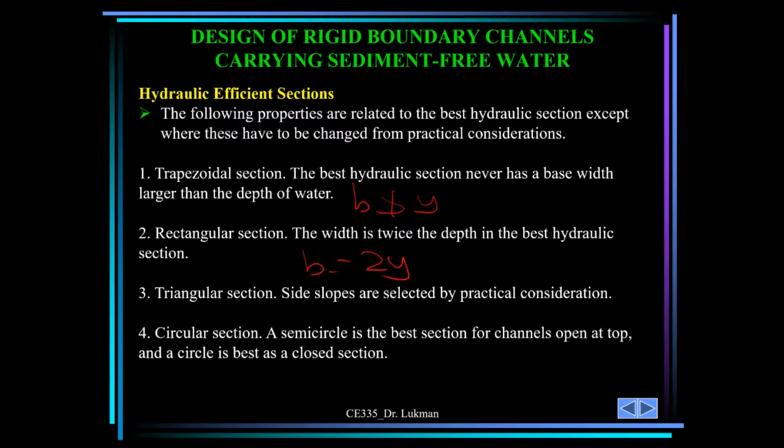This we have seen in the table I provided before these slides. And for a triangular section, side slopes are selected by practical consideration. And for a circular section, a semicircle is the best section for channels open at top, and a circle is the best as a closed section.